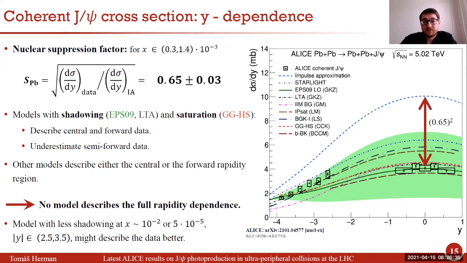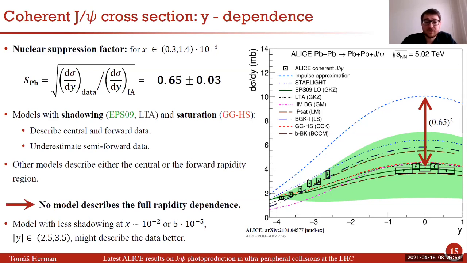And if we compare with the individual models, we see that the 2 models with shadowing and 1 model with saturation describe the central and forward data, but they underestimate the semi-forward data. The other models describe either the central or the forward. So no model describes the data in the full rapidity dependence.